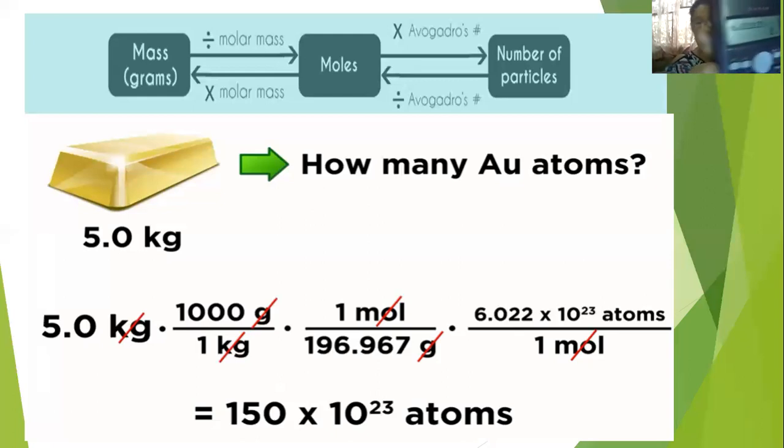Then multiply it with 1,000 times 5 equal to that one. That's the answer. Before you divide it with 196.967 equal to. Okay, it is 1.50 times 10 to the power of 23.